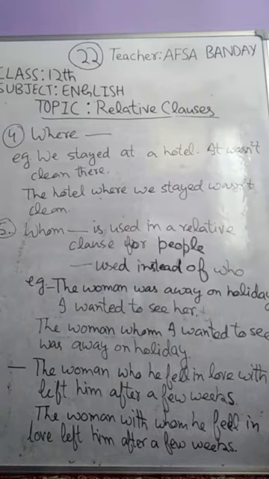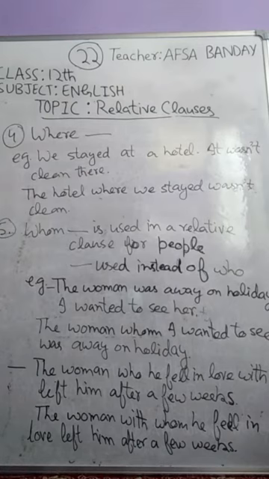Next comes whom. Whom is also used in a relative clause for people, and it's used instead of who. For example, we say the woman was away on holiday and I wanted to see her. We can write it: the woman whom I wanted to see was away on holiday. Instead of writing who, we will write whom.